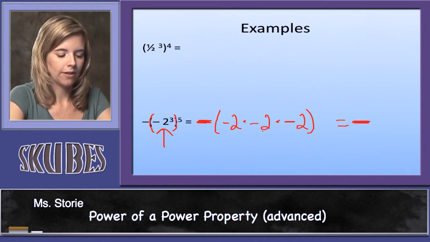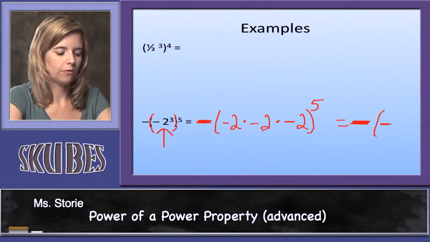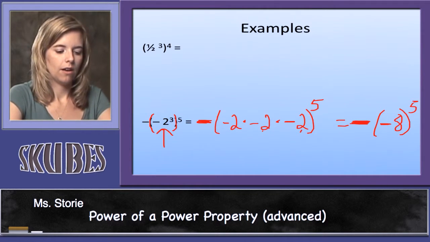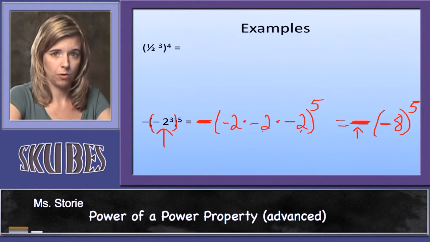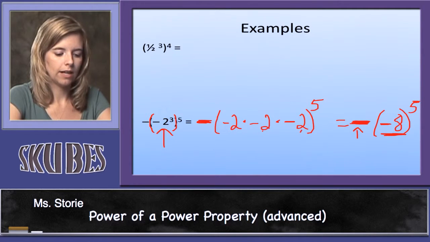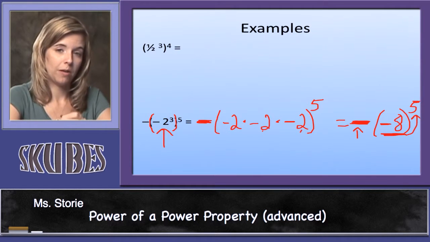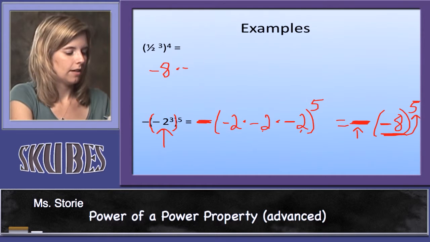Positive times negative, you're going to get a negative answer. So that negative on the outside is still there. Now you have a negative inside number. There's that 5th that we deal with later. 2 times 2 is 4, and 4 times 2 is 8. All right, now we're still dealing with that negative outside the parentheses for the final thing, so don't worry about it yet. Now we're focused on taking -8 and raising it up to the 5th power. So we're going to take -8 and multiply it by itself 5 times in a row.